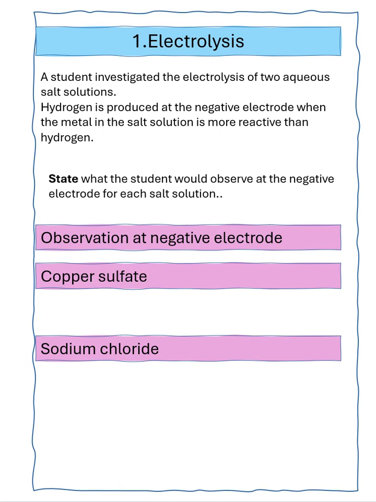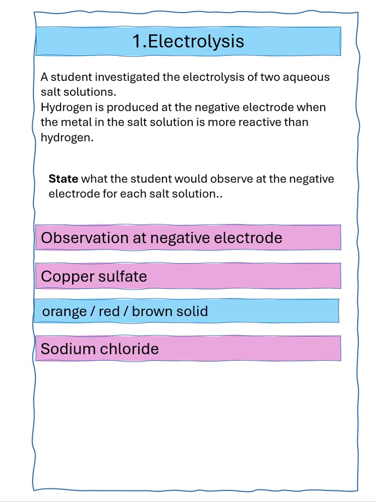So first of all, for the copper sulfate, we're talking about the ions that are going to be attracted to the negative electrode. So we're talking about the positive ions, which are the metals. So the metal here is copper. We're told in the information that if the metal is more reactive than hydrogen, then we get hydrogen. Copper is less reactive than hydrogen, so therefore we'll get copper at the negative electrode. So we'll see an orange, red or brown solid formed, which is the copper.